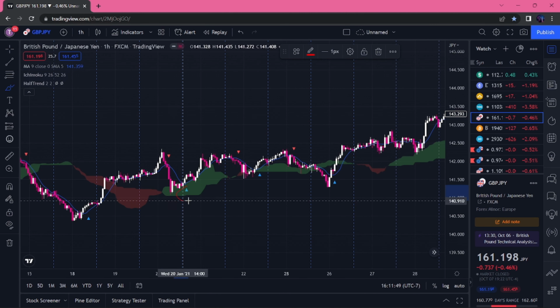Our get-in area, right? We have our arrow appeared. We have the candle above the blue line. So we're looking at this candle right here. This signal will appear after the candle is finished. Like I said in the previous video on how you trade this strategy, you watch for the signal and you get in on the next candle.